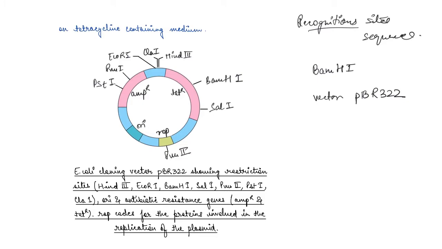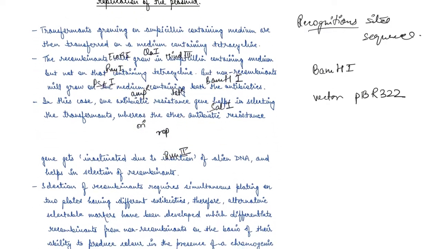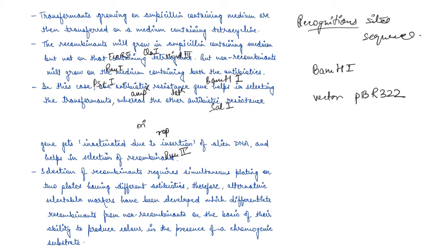And I'll repeat again that the transformants growing on ampicillin containing medium, if they are transferred into a medium containing tetracycline, will not grow in tetracycline containing medium, right? But the non-recombinants will grow in both the mediums, right? So basically, in this case, one antibiotic resistance gene helps in selecting the transformants, and the other antibiotic resistance gene gets inactivated due to insertion of alien DNA, and that helps in selection of recombinants, right?